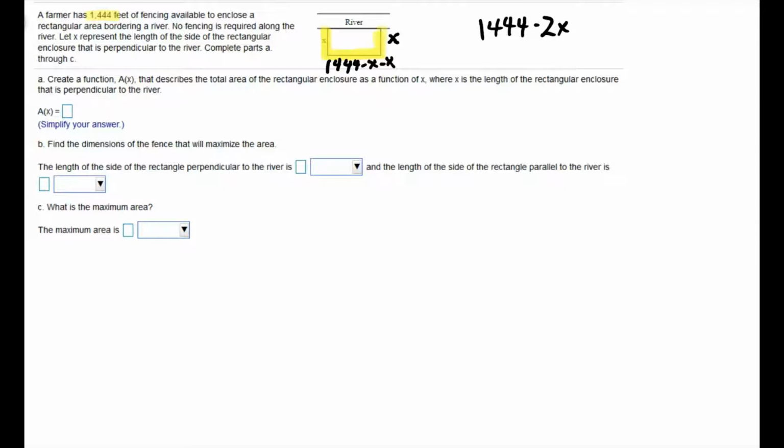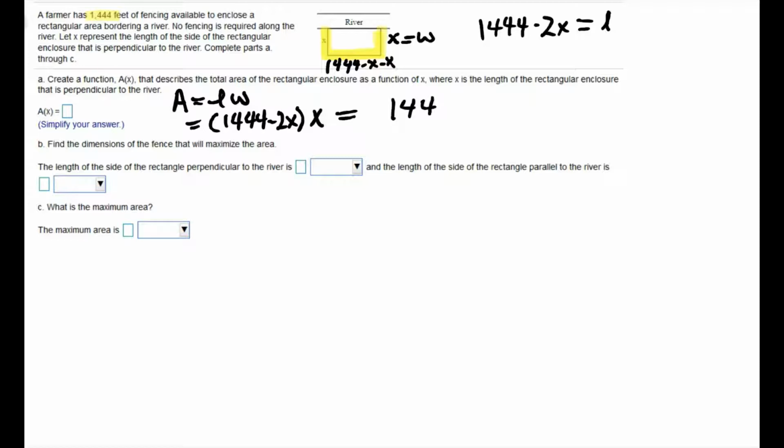Then we're asked to find an area function. Area of a rectangle is length times width. So we've labeled our sides with the length and the width. So that'll be 1,444 minus 2x times x. So that's as if X is the width and 1,444 minus 2x is the length. So I can multiply that out and get 1,444x minus 2x squared.